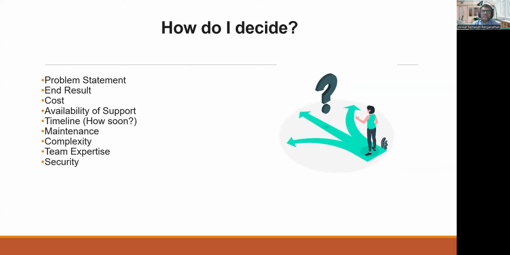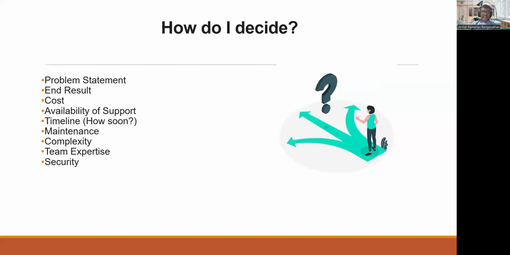Then the cost should be determined, right? How much money we are willing to spend. Then the important thing, which many people miss, is the availability of support: whether the technology I'm going to use will last for a few years, whether it has proper documentation, and whether there is someone who can support the technology, right? We have to determine that first. We cannot just go to any technology given by some unknown company. Then we'll be in a problem.